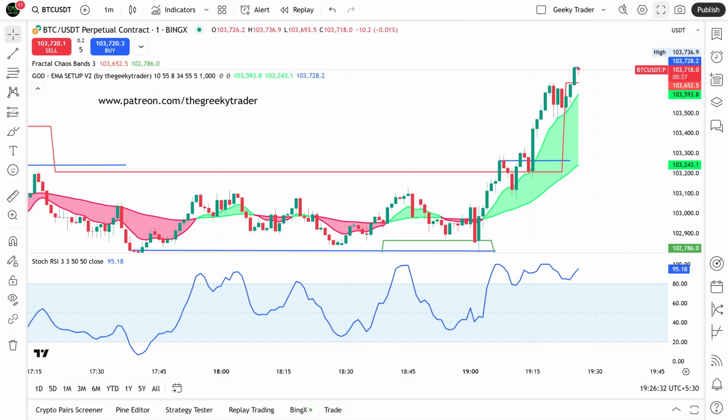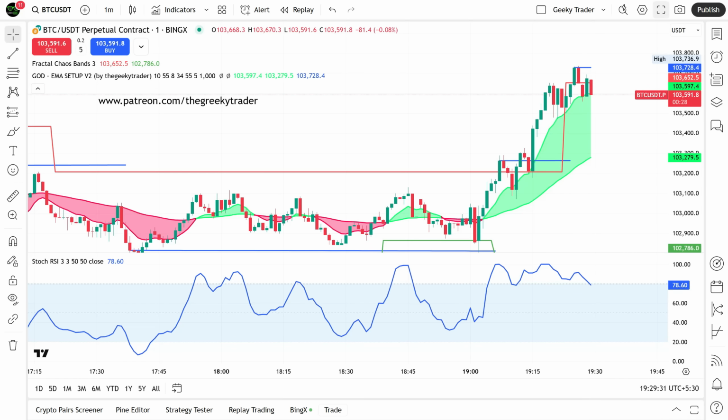All right, friends, let me walk you through one more example, just to help you understand how beautifully this script works in different market conditions. Now, not actually taking a trade here. This is just for educational purposes. I want you to see how the signals line up.